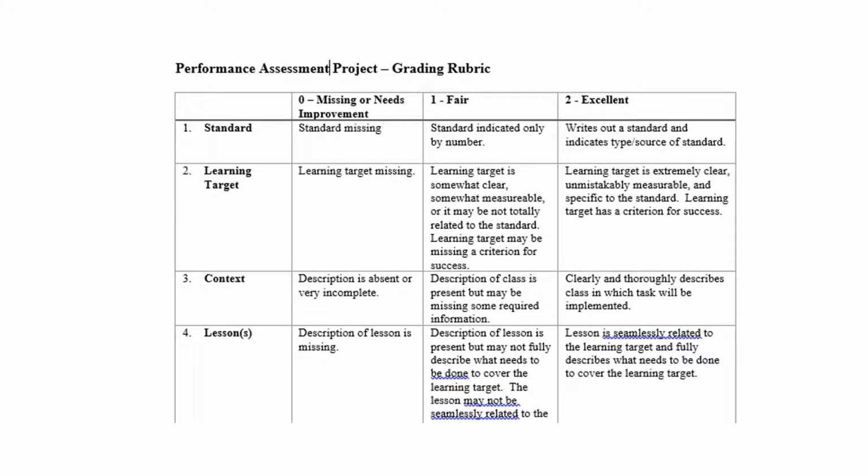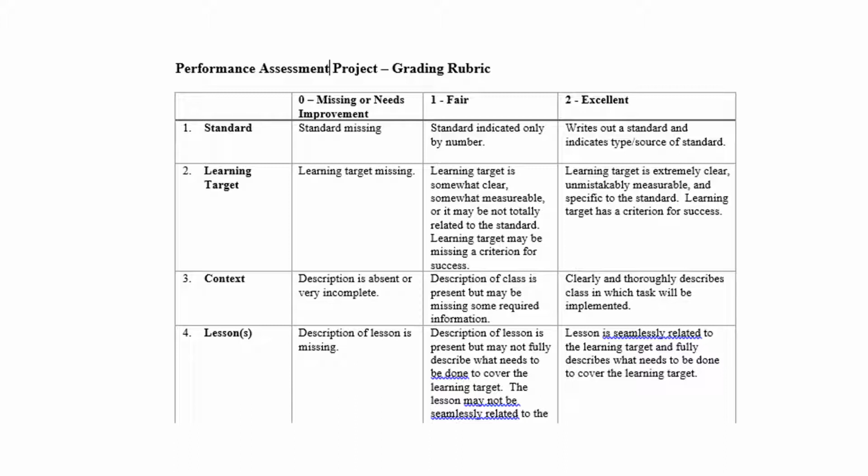So let's cover the grading rubric for the project. If you look here, you can see the first 4 criteria that I'm going to use to score your work. This is a grading rubric because every cell in the table contains a description. If it were a grading scale, it wouldn't show that description. The first criterion is whether your standard is there and whether it includes your source. So Common Core State Standard, for example, or Next Generation Science Standard.